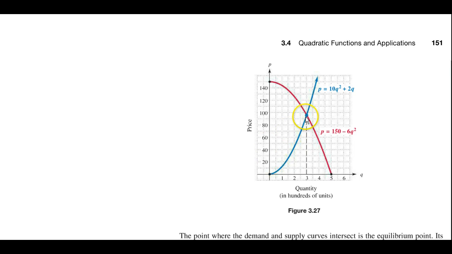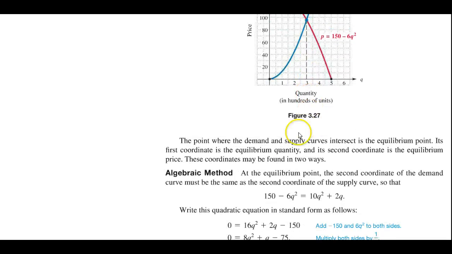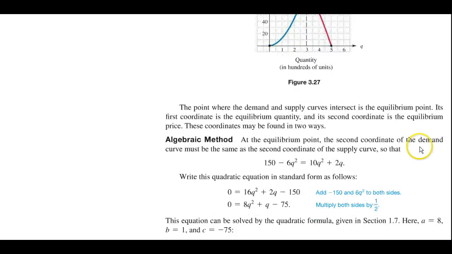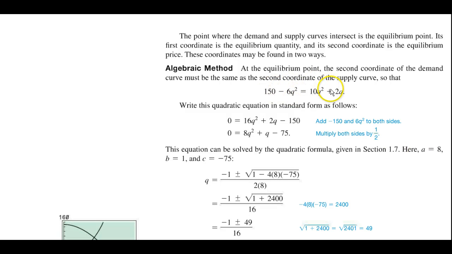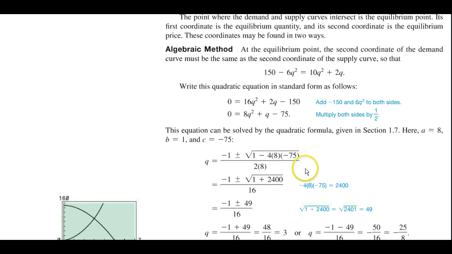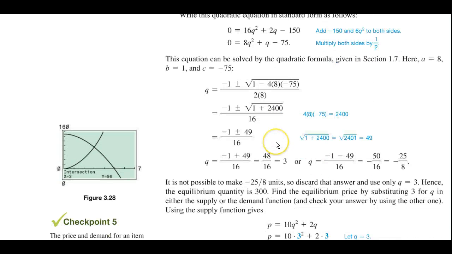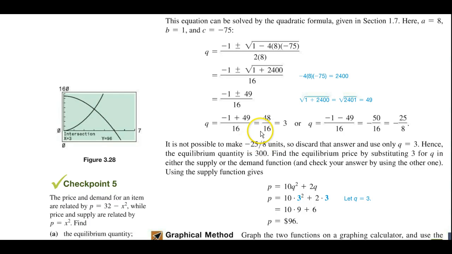So your equilibrium point is right there, and it shows where demand and supply curves intersect at the equilibrium point. Now, if you did this algebraically, you would have y equals y, put it in the standard form of the quadratic formula, simplify it if you could. Your a is 8, your b is a +1, your c is a -75, which they're substituting, and they give you your values.